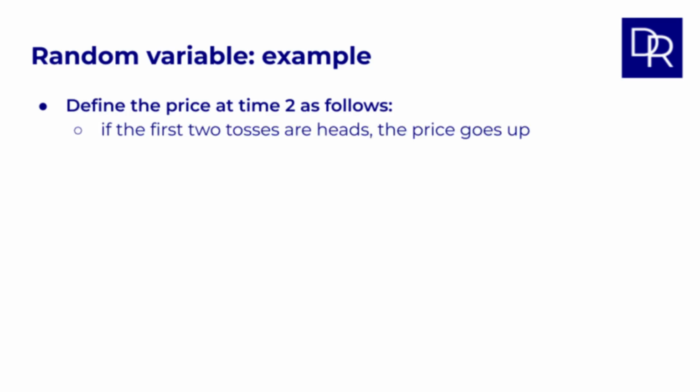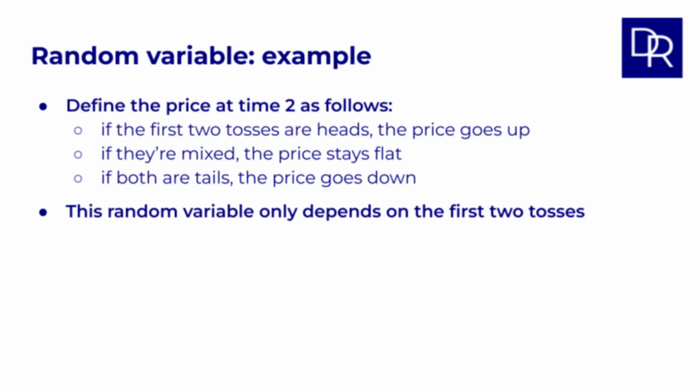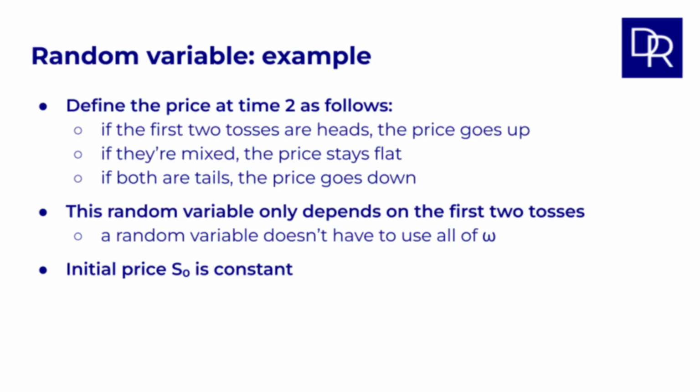Then we define the price at time 2 as follows. If the first 2 tosses are heads, the price goes up. If they're mixed, the price stays flat. And if both are tails, the price goes down. Even though the full outcome includes 3 tosses, this particular random variable only depends on the first 2. That's totally valid. A random variable doesn't have to use all of omega. And the initial price, S naught, is constant, always 4, so it's called a degenerate random variable.